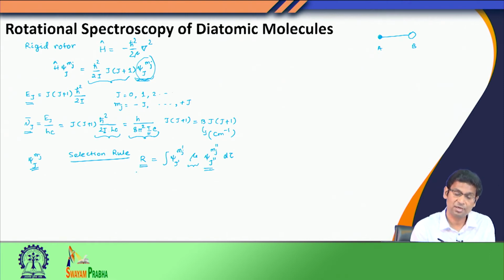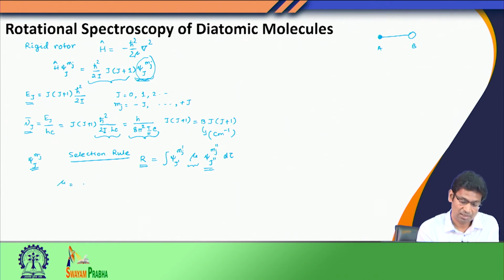So, this transition dipole moment will tell whether this transition is allowed or not. If R is 0, then we would know that this is a forbidden transition, or the transition is not allowed. If R has a large value, R square is proportional to the intensity of the transition. So, if R is large, the transition is a strong transition. Now, what about mu?